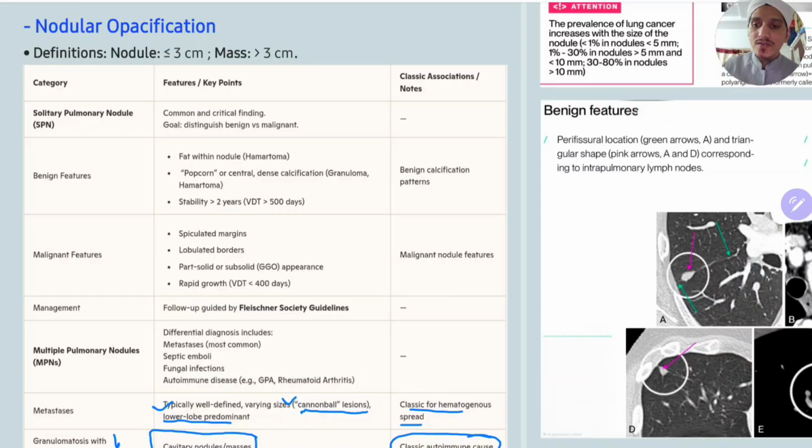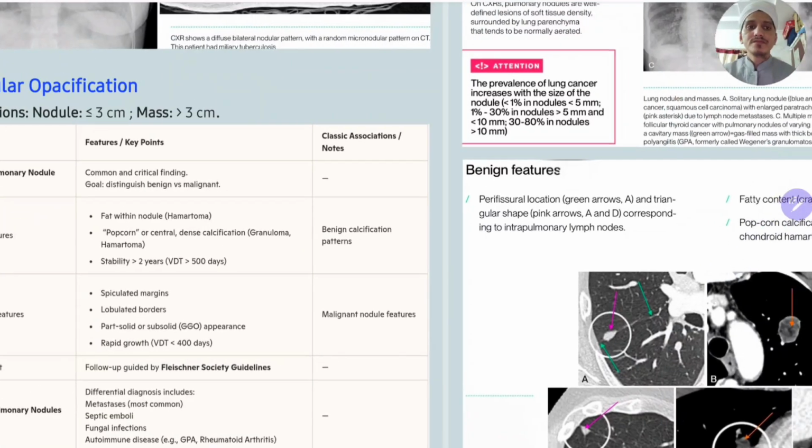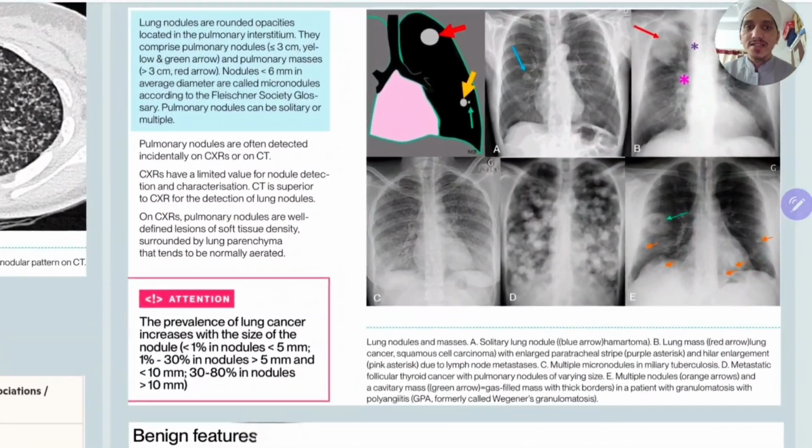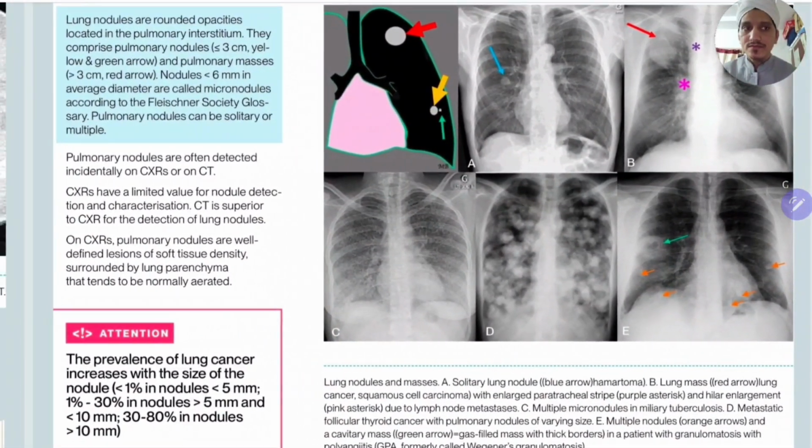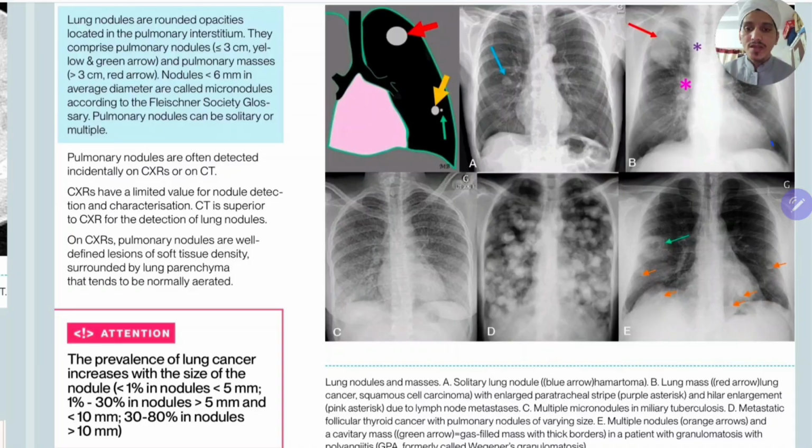So those are the differential diagnoses of multiple pulmonary nodules. Remember this table. We will see the chest X-rays now. So lung nodules are rounded opacities located in the pulmonary interstitium. They comprise pulmonary nodules less than 3 cm and pulmonary masses more than 3 cm. Nodules less than 6 mm in average diameter are called micronodules.